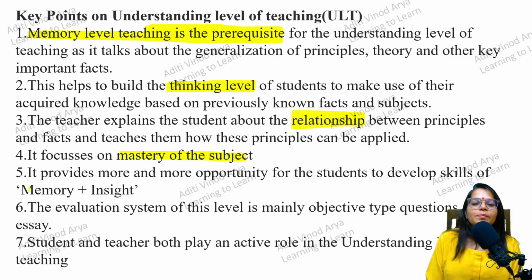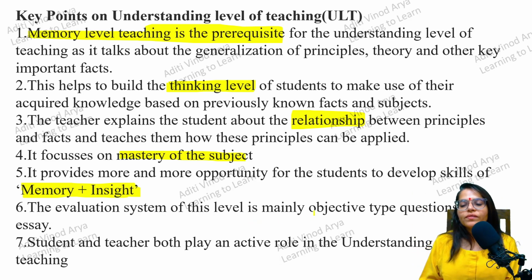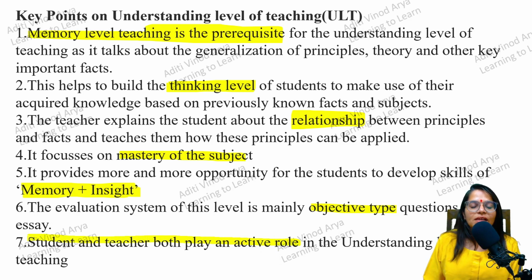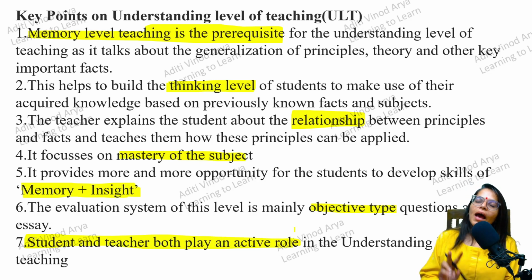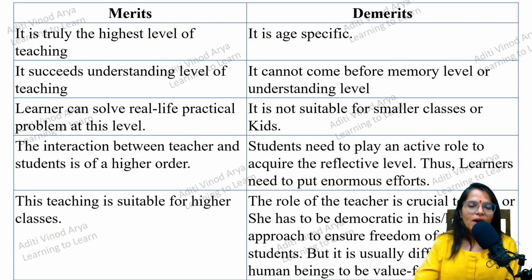It includes memory plus insight. So if I talk about memory, it is only memory, but in understanding it is memory plus insight. The evaluation of this is based on objective or essay type, we could say. The student and teacher both play an active role. Though the teacher is still in authority and will decide everything, the student and the learner both will play an equal role, because when the teacher is teaching, the student is understanding, and the student is able to decide, able to choose, able to make logic. So here these are the keywords which I have highlighted.